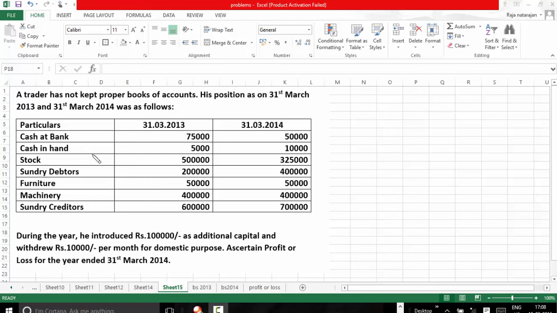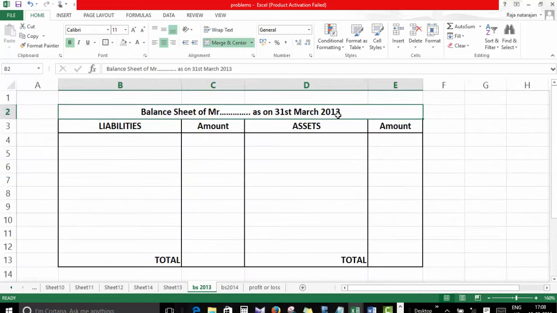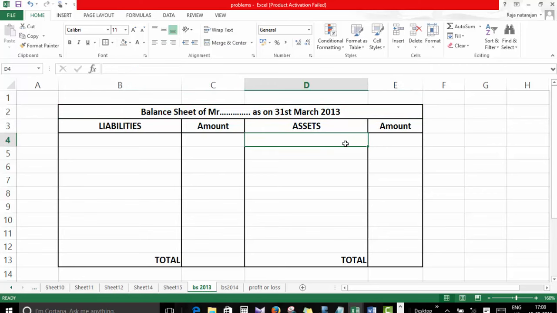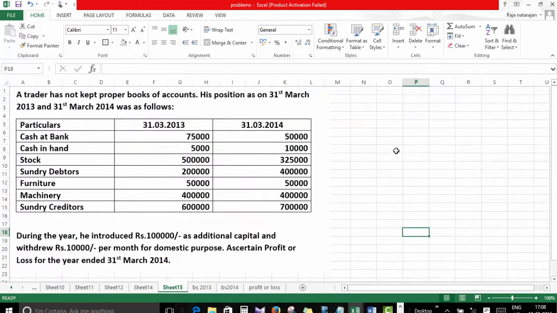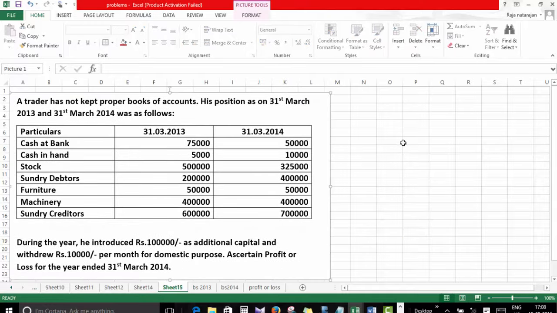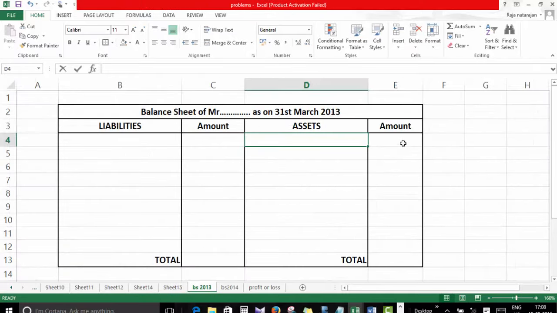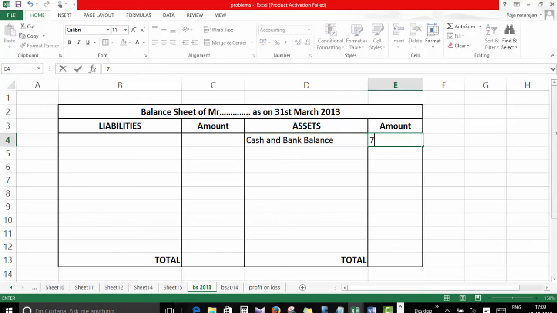So first we'll find out what is the capital position as on 31st March 2013. So we have to prepare a balance sheet as on that date. Balance sheet of Mr. So and so as on 31st March. Let's capture one by one. We have cash and bank balances, 75,000.